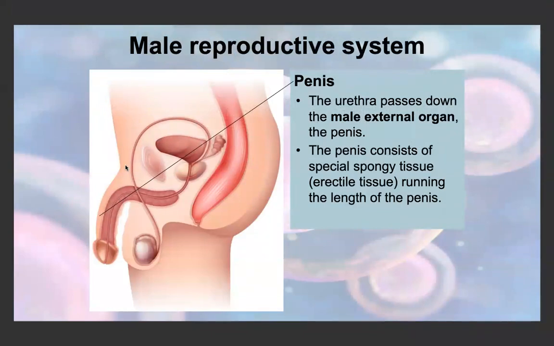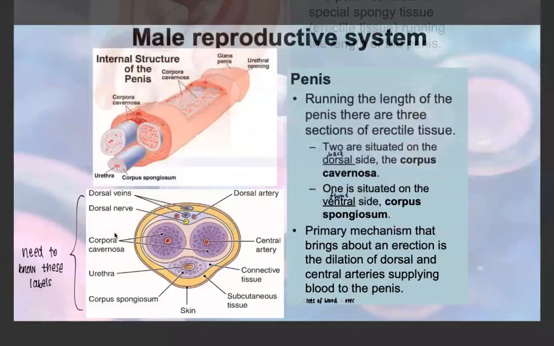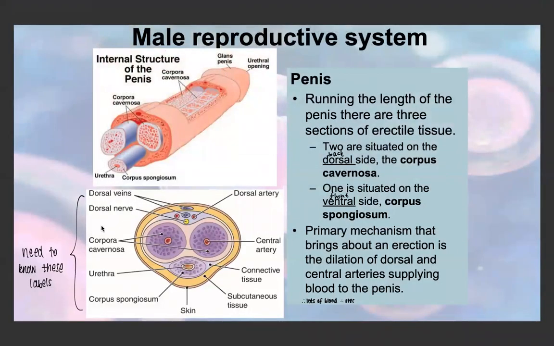Another very important part of the male reproductive system would be the penis. This is the male external organ, and it consists of spongy tissue or erectile tissue that runs the length of the penis. The structure of the penis is quite complicated, but I do recommend that you learn it. Running the length of the penis, there are 3 sections of erectile tissue. 2 are on the dorsal side, which is towards the back, the corpus cavernosa. And the one on the ventral side is called the corpus spongiosum.